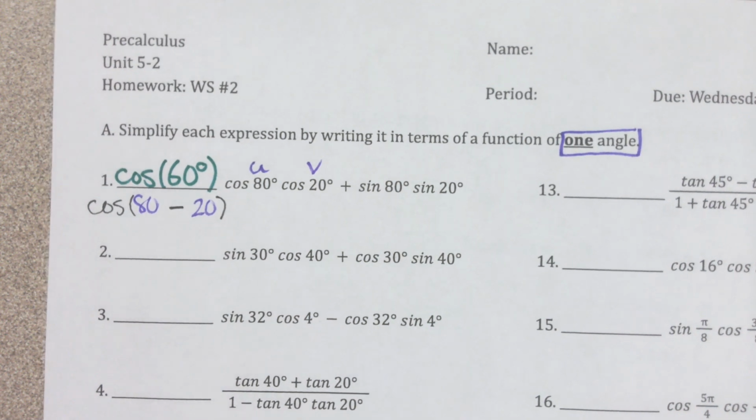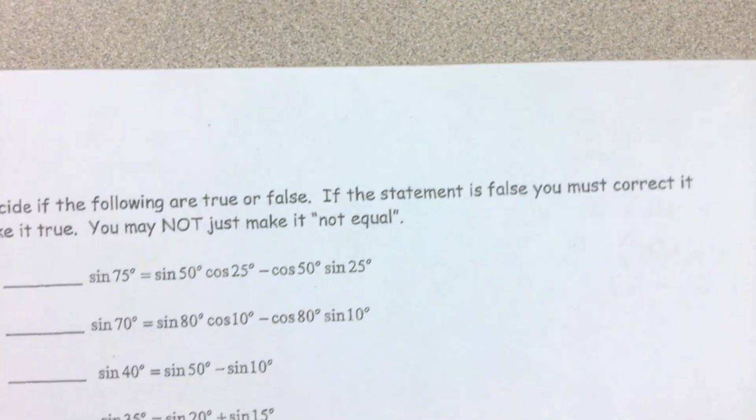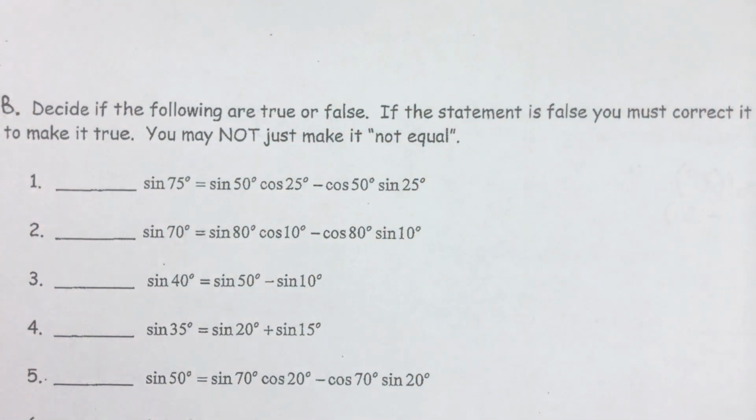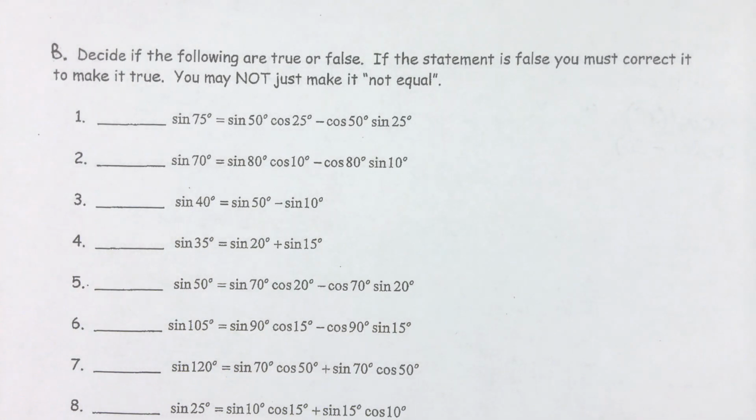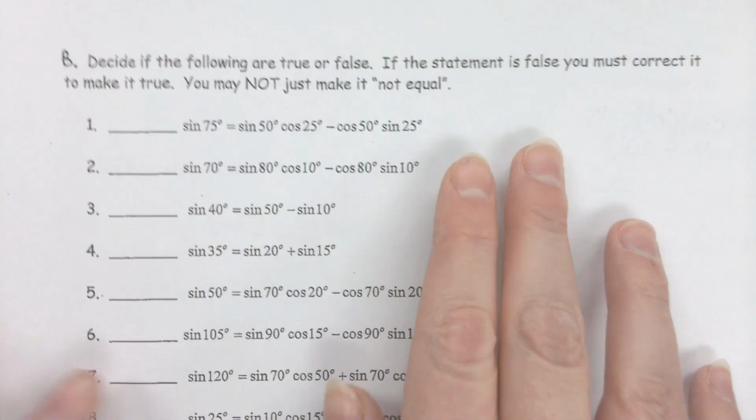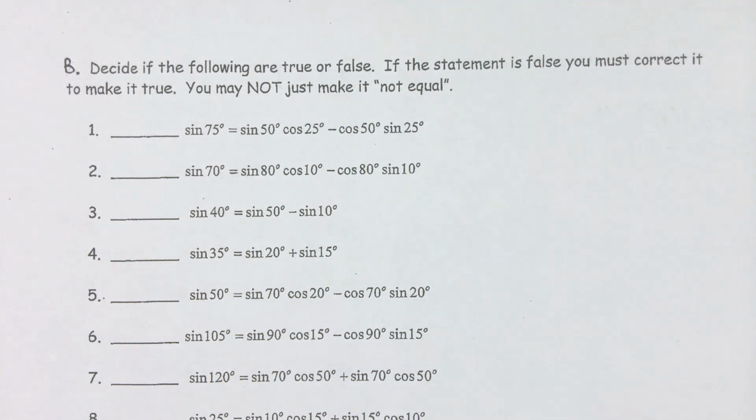Let's take a look at the back side, side B. This one you're going to have to think a bit harder on. Decide if the following are true or false. If the statement is false, you must correct it to make it true. You may not just make it not equal. You have to fix it. When you go through this, check everything. Check the trig functions, check the numbers, check the signs.